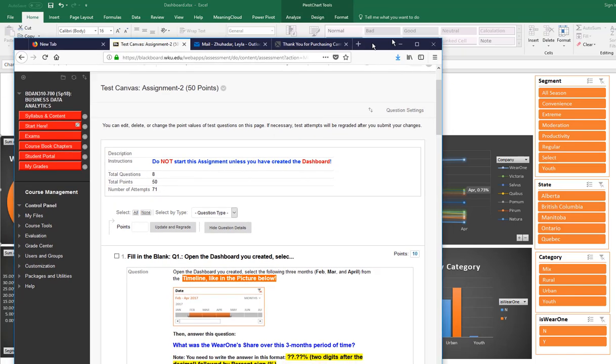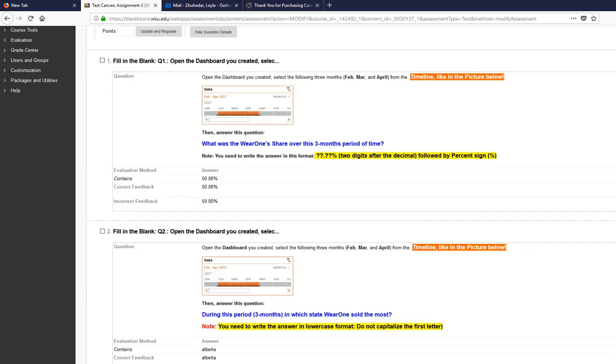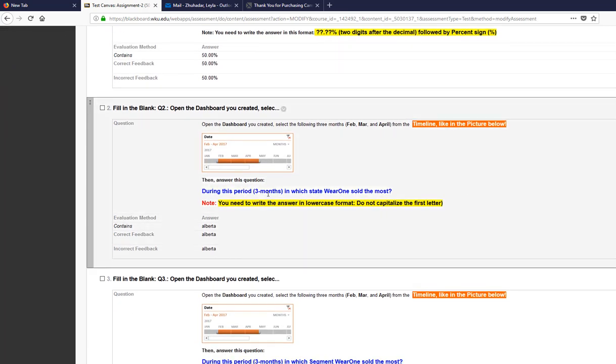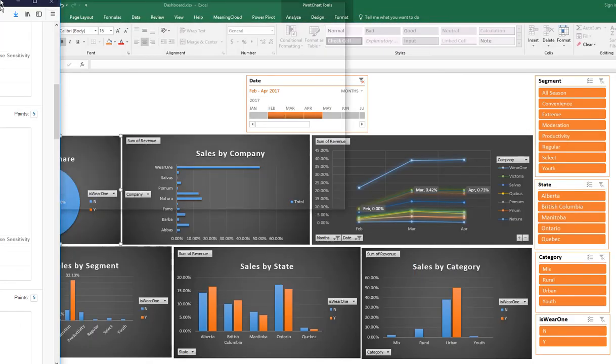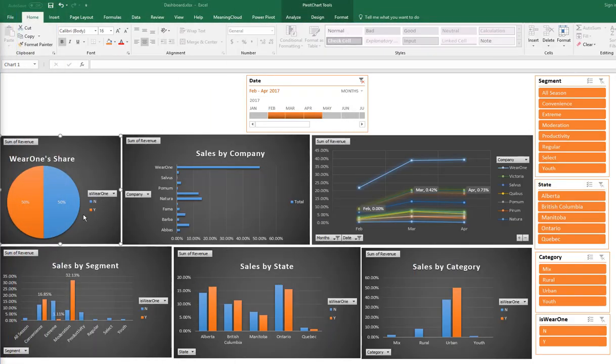Now, question number two was about, during these 3 months, in which state was Where One sold the most. So let us see again. During this period of time we are looking at states, and again the filter is Where One. Apparently you might question which one of those two, Ontario or Alberta. If you hover on Alberta, you will see 16.48%, whereas the other one, Ontario, was 15.53. So the correct answer is Alberta.